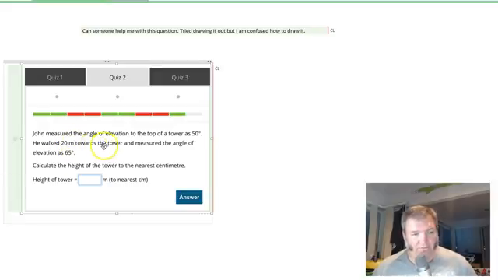Here we've got a question. John measured the angle of elevation to the top of a tower as 50 degrees, walked 20 metres towards it, and then found the angle of elevation was 65 degrees. What is the height of the tower?